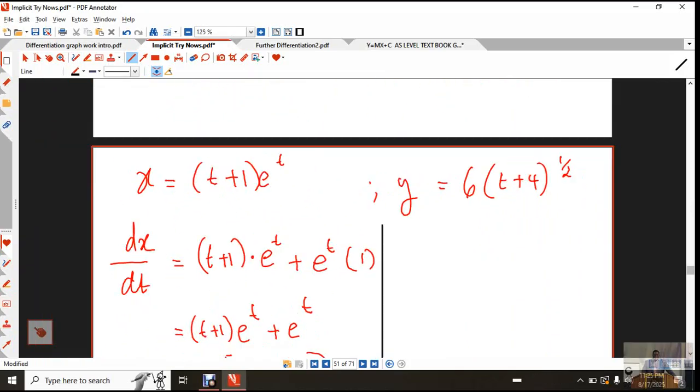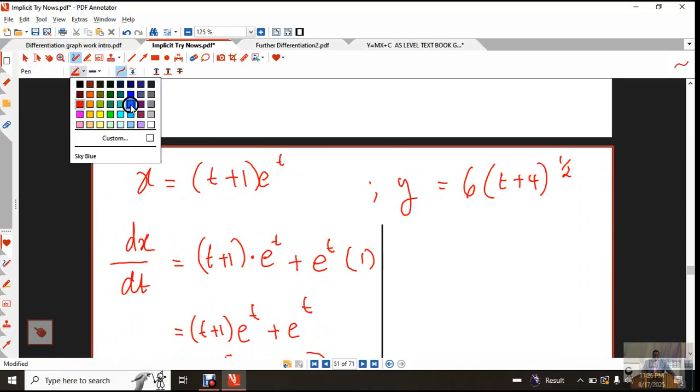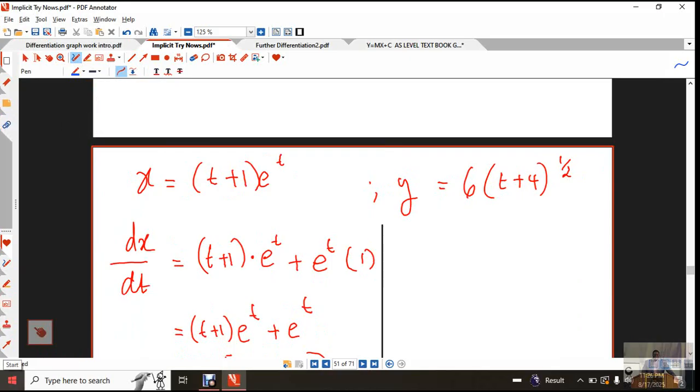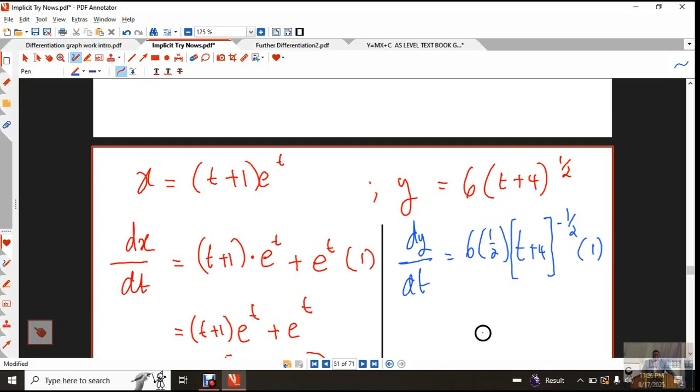So we are going to look for dy/dt. There's quite a number of things you can do when you are looking for dy/dt. Of course, you can use the chain rule and so on. So we're going to have 6 times a half. Then you keep in the brackets t plus 4. Now this is going to take away 1, giving negative a half. And then you multiply this by the derivative of t plus 4, which just happens to be 1.